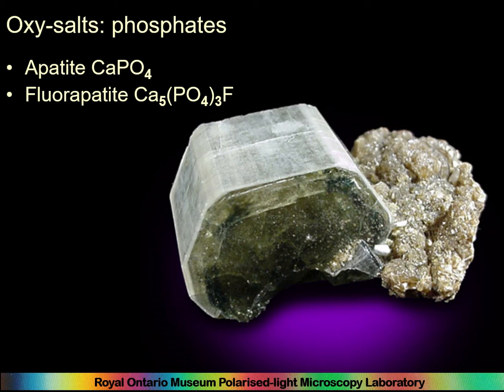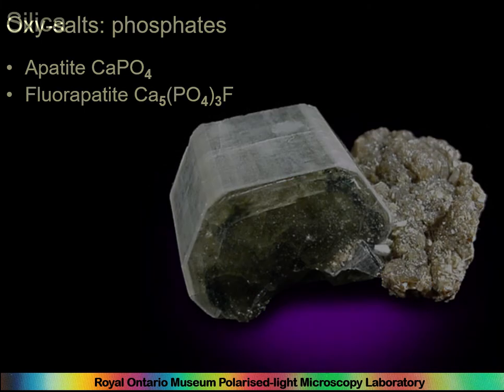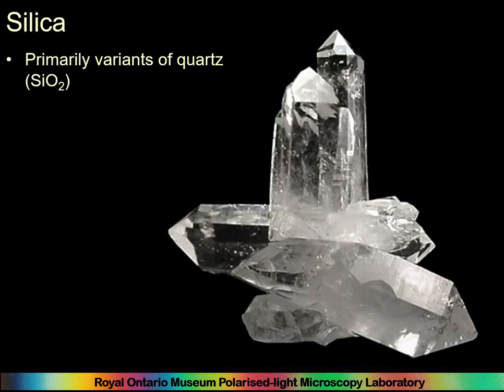So if you're looking at a thin section of a piece of pottery from Jordan, there's a good chance you will see phosphate in it. So we will cover that. And then we come, of course, to silica. And there's the quartz crystal. You feel the vibrations.